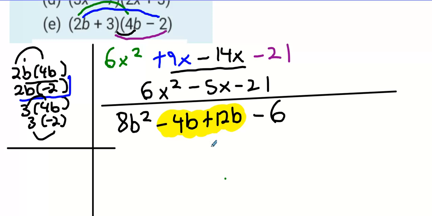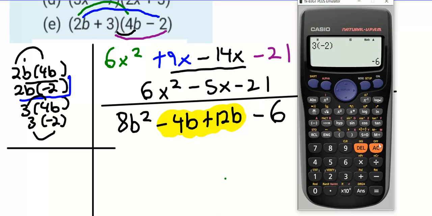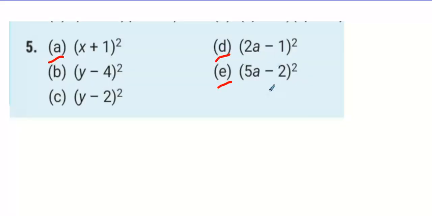8 bucks. And if you aren't sure about that, go to your calculator and just enter minus 4 plus 12, and it'll tell you what the answer is. Minus 4 plus 12 is 8. So we get 8b squared plus 8b minus 6. Good job, guys.